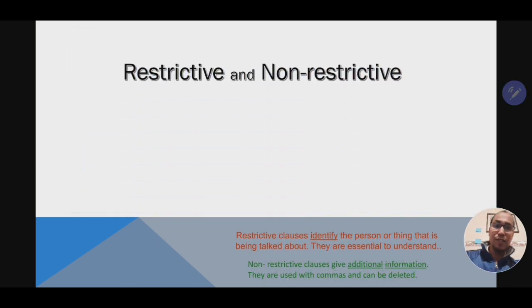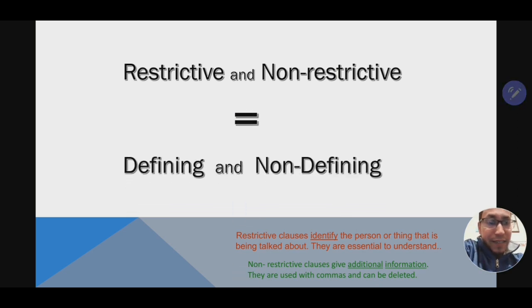Restrictive and non-restrictive clauses, now pay attention. They also have another name. If you remember a while ago, I mentioned that we're lucky with Gateway to English because the most important lessons, we've already done them. In Gateway to English, we call this lesson restrictive and non-restrictive clauses. But in Insight to English, we call it defining and non-defining relative clauses.